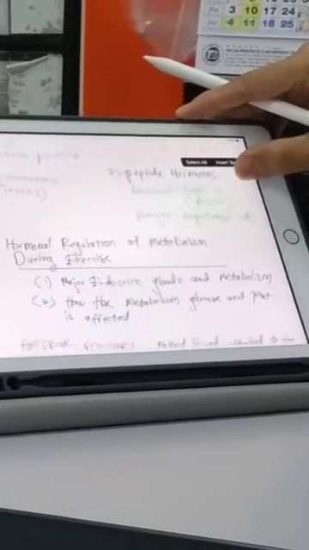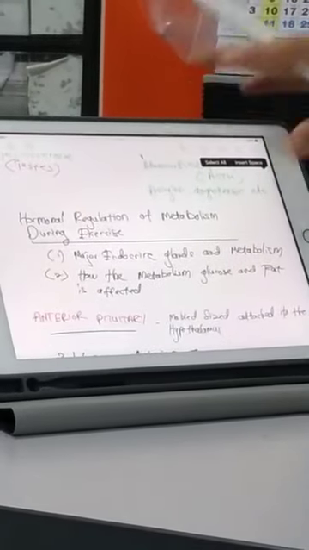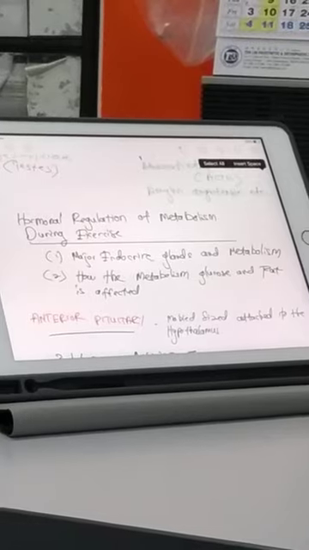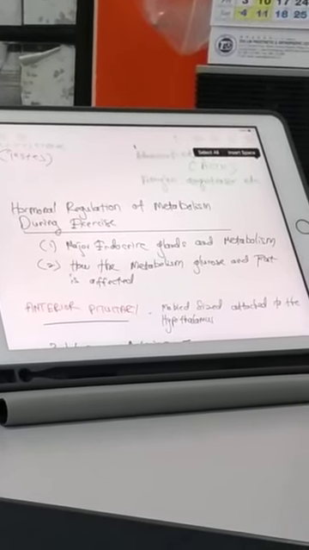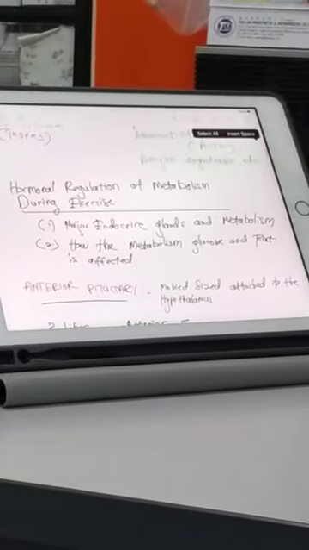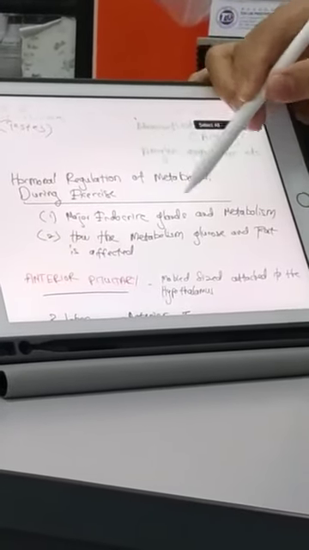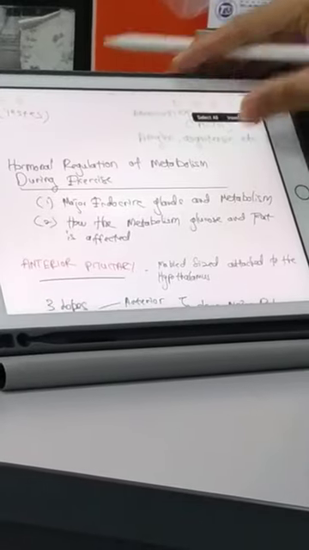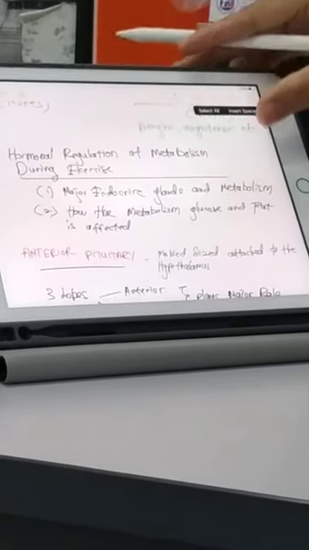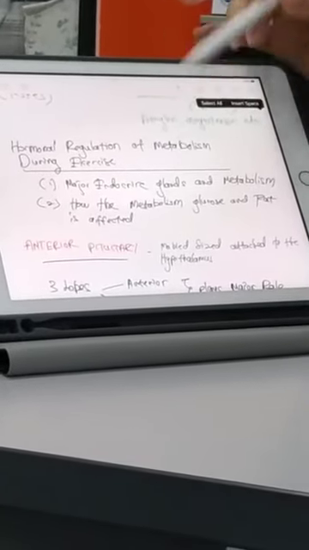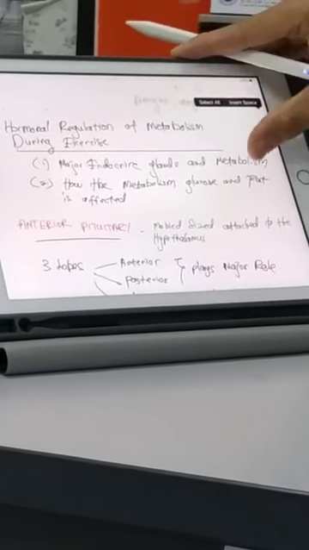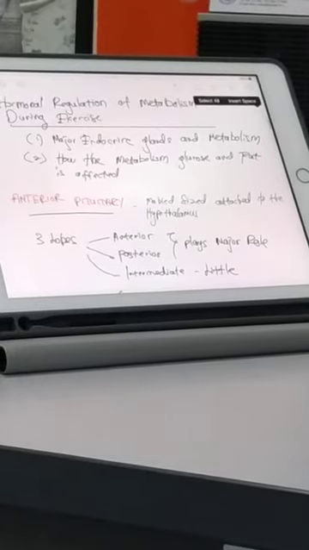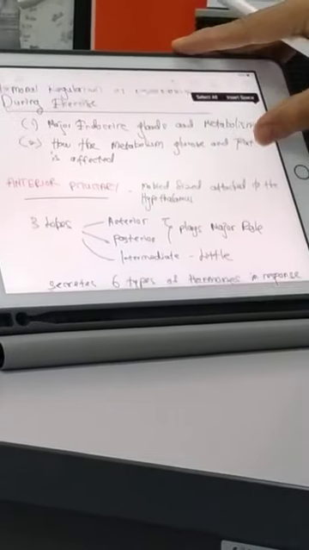Okay, in this topic, we need to know how hormones are regulated in terms of their role in metabolism during exercise. First, we need to know the major endocrine glands and their roles. The second is how glucose and fat metabolism is affected. For the major endocrine glands, we have four.